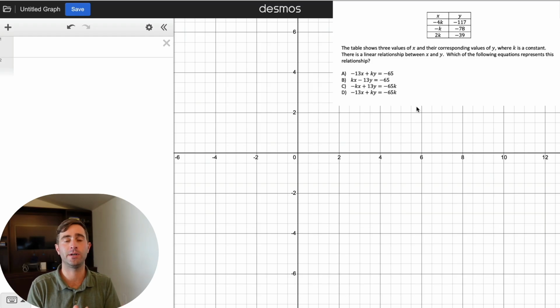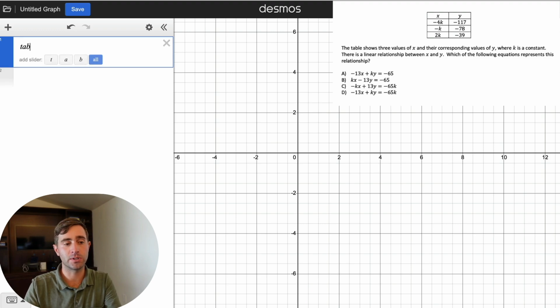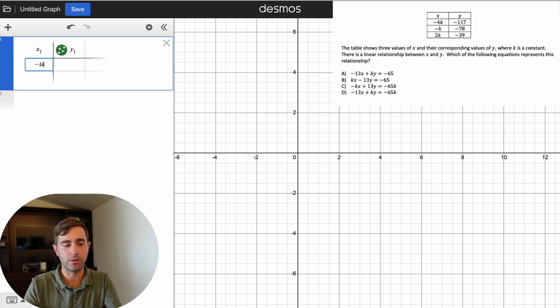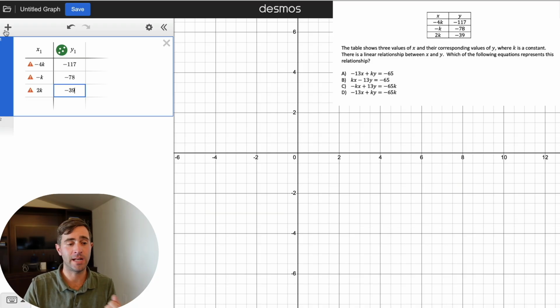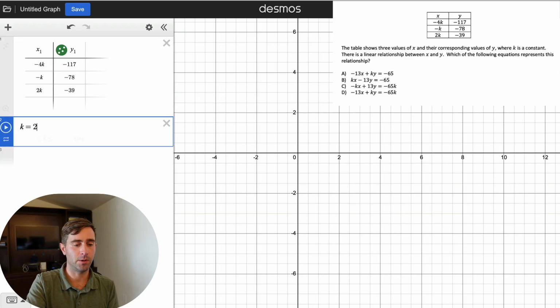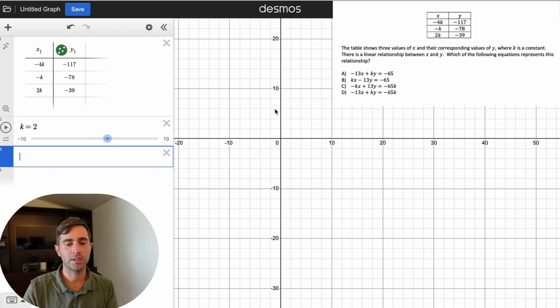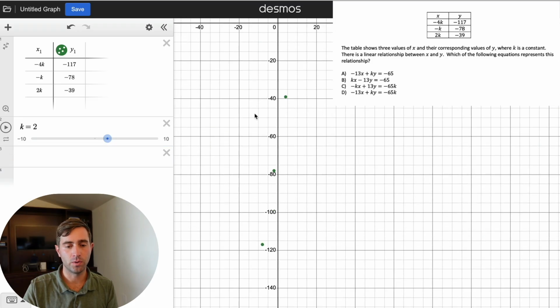But the first one we're going to talk about is how you can deal with questions with tables and equations, because these are really easy to take advantage of even when we see variables like this. The first thing we're going to do is simply type table, and then put these values in: negative 4k and negative 117, negative k and negative 78, and 2k and negative 39. You can apply this exact same thing if you have numbers. If you have variables, this is the harder variety, so I wanted to talk through this. All you have to do is define the variable. So let's just say k is equal to 2. And we'll see points on a graph.